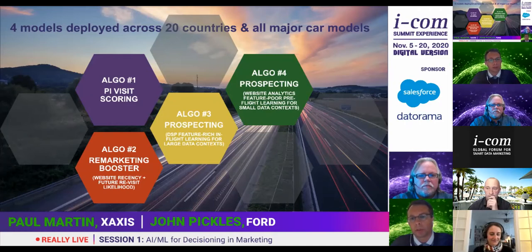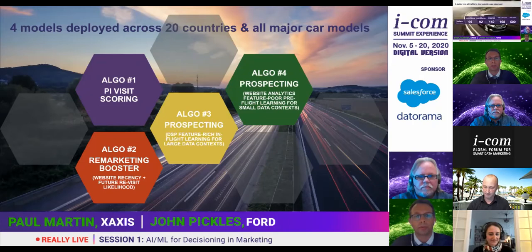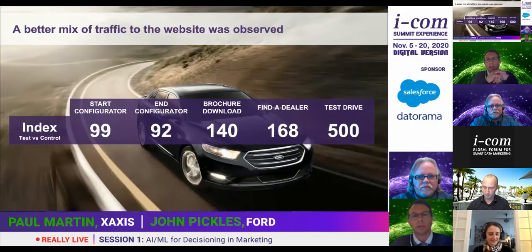So we had to look at other types of data, in this case website analytics data from, say, Adobe, which is relatively feature poor compared to the DSP data, but we could get access to 12 months or more of data, which gave us a huge amount of outcomes. So we basically had the econometrics algorithms, plus remarketing and a couple of different prospecting algorithms, all combined together and deployed across 20 markets and all the major car models, which is 5 or 10 depending upon which market we're in.